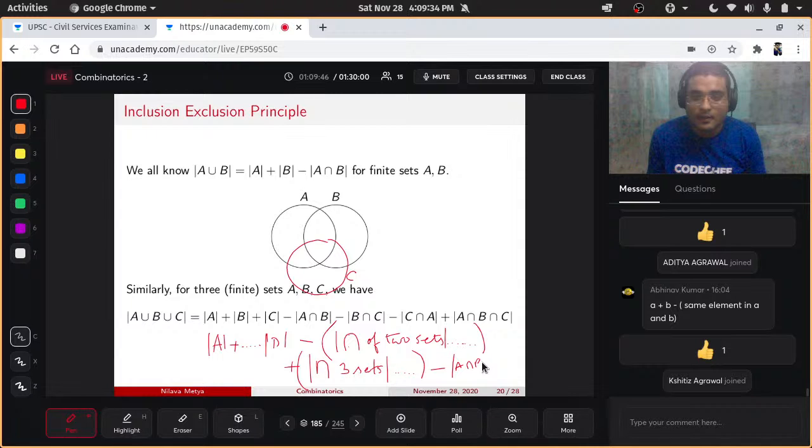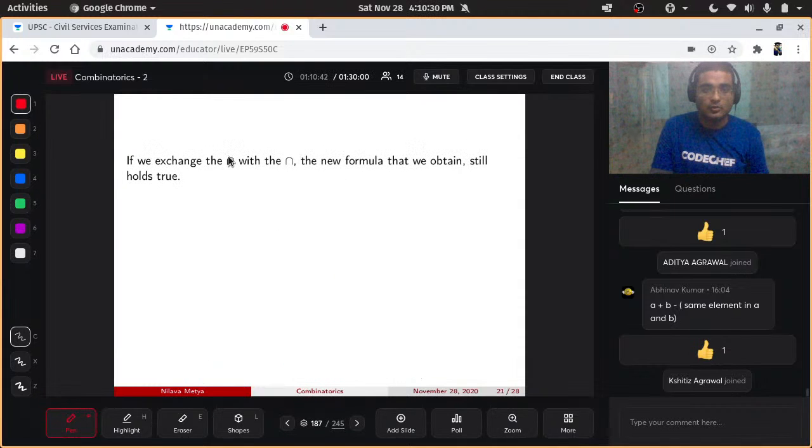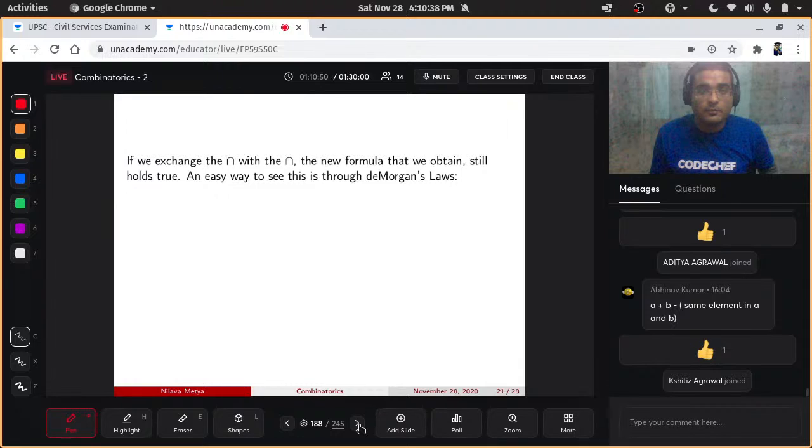Now if we exchange the union with the intersections, so instead of union I put intersection, and instead of intersection I put union, the new formula will still remain true. The easy way to see this is through De Morgan's laws, which you might not know by this name. You might know it as: the complement of a union is the intersection of the complements, the complement of an intersection is the union of complements, and the complement of a complement is the set itself.